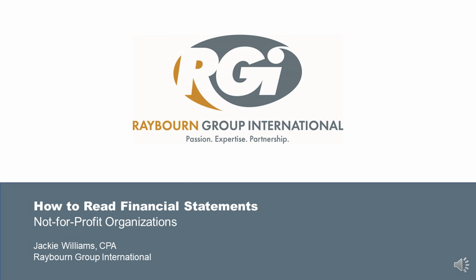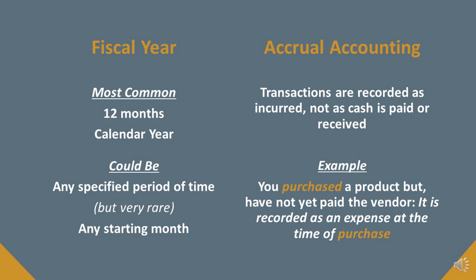Today I'm going to talk to you about the two most common statements issued for not-for-profit organizations. The first is the Statement of Financial Position, which in the for-profit world would be known as a balance sheet. We're also going to talk about the Statement of Activities, which in the for-profit arena would be known as the income statement. But before we go into those details, I want to talk to you a little bit about fiscal years and accrual basis accounting.